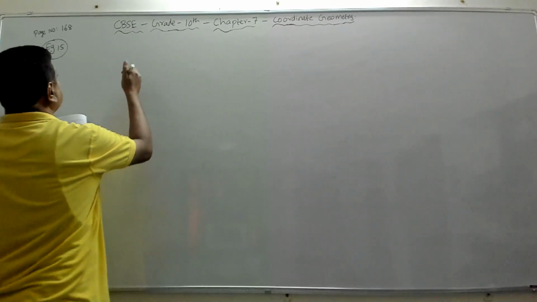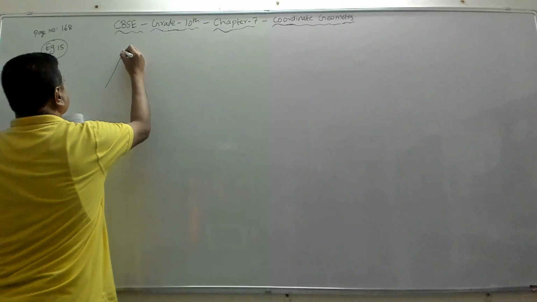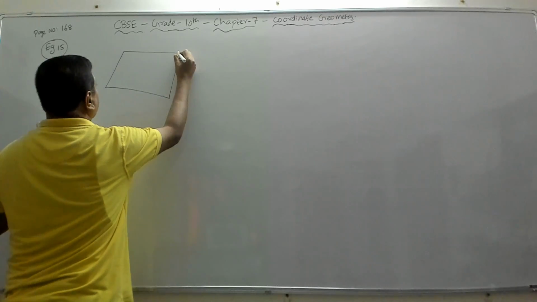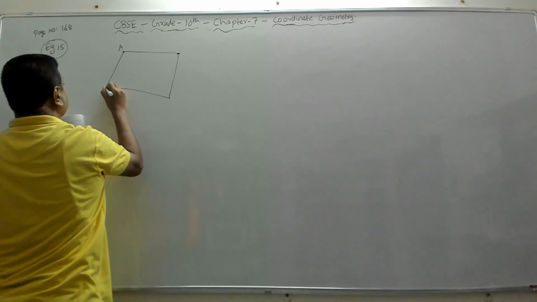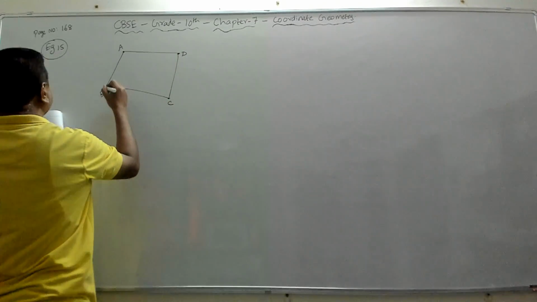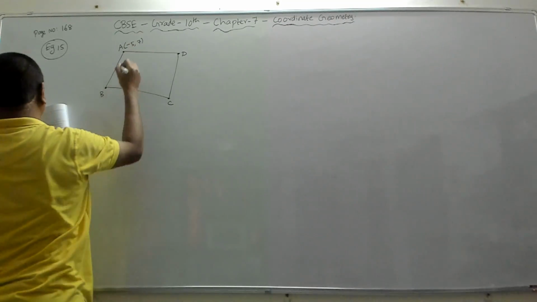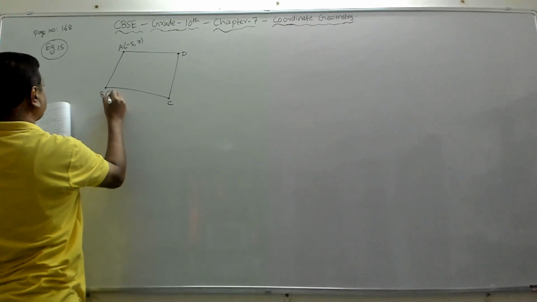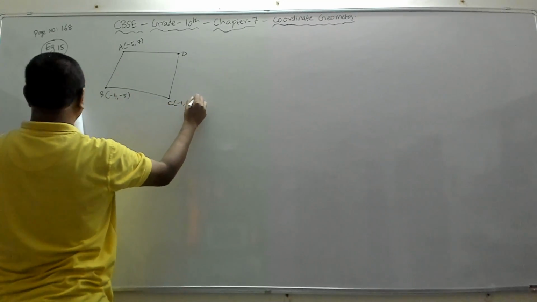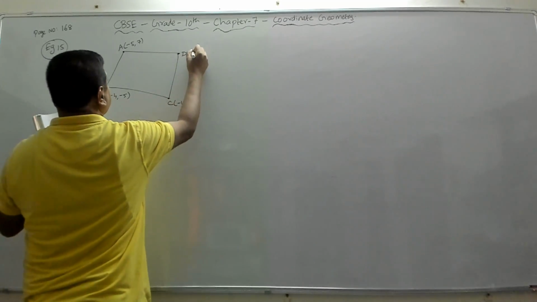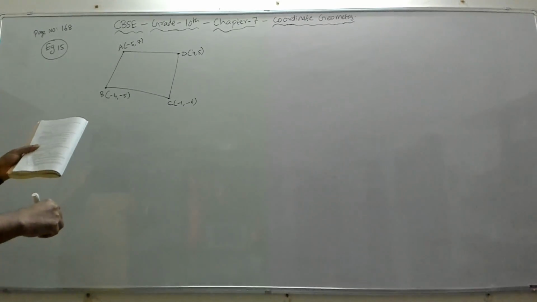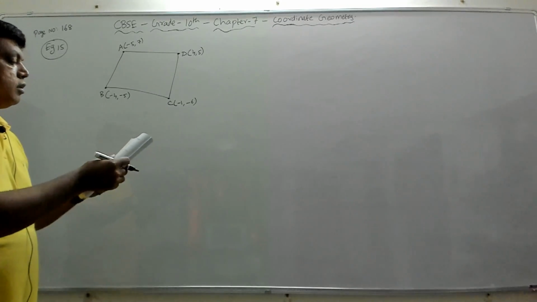So which means, suppose it's given like this. Suppose there is a quadrilateral where this is A. Suppose we take this B, C and D. And point A is minus 5, 7. And B is minus 4, minus 5. And C is minus 1, minus 6. And D is 4, 5. That's how the vertices of a quadrilateral are given.